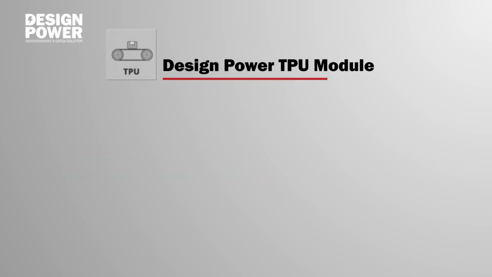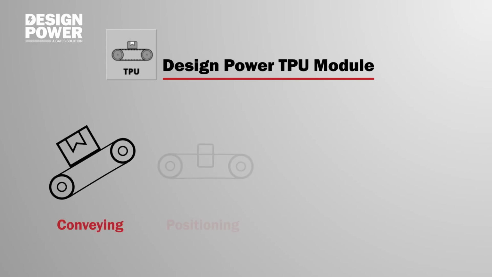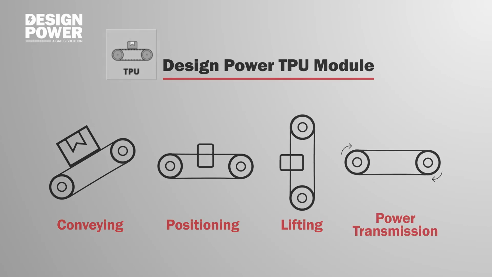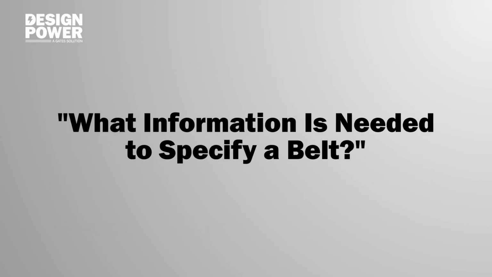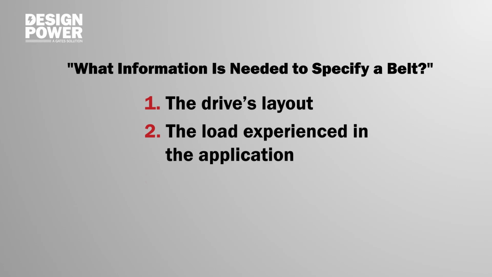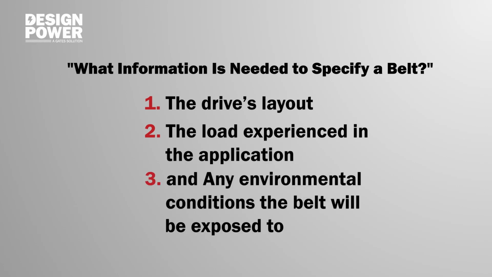The TPU module is unique in the sense that it is specifically designed for specifying TPU belts, which are used in a broad number of belting applications, from conveying, positioning, lifting, and occasionally power transmission. While the specific application requirements vary slightly by application type, three general types of information are needed to specify a belt: the drive's layout, the load experienced in the application, and any environmental conditions the belt will be exposed to.